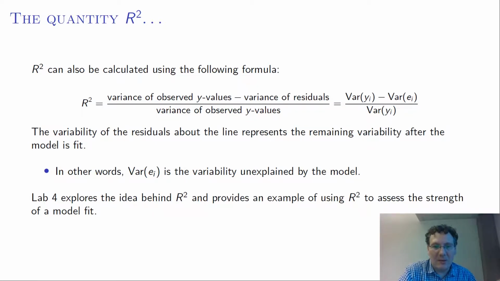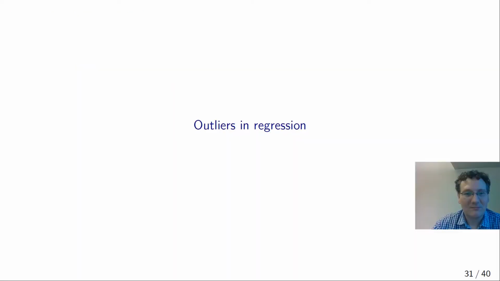You can calculate it a couple of different ways. In fact, the variance of the residuals plus the variance of the predicted values equals the total variance. And we'll look later at this idea of sums of squares and all that when we look at an ANOVA table. You can use ANOVA to look at how well your linear model fits the data. So anyway, we'll be looking at this in lab.